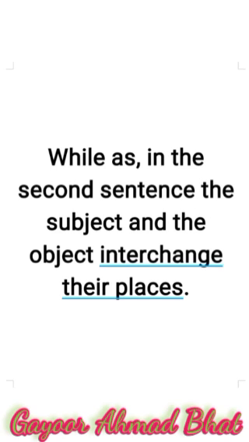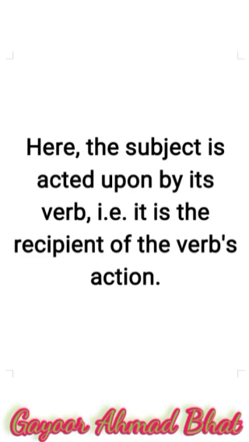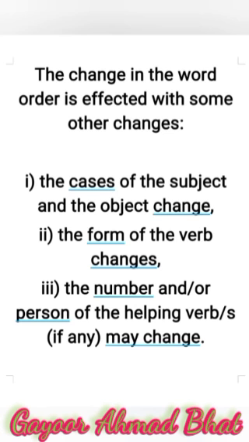Whereas in the second sentence, the subject and the object interchange their places. Here, the subject does not act but is acted upon by its verb. That is, it is the recipient of the verb's action. We see the change in word order is effected with some other changes as well. First, the cases of the subject and object change. In the first sentence, I is the subject in the nominative case, while in the second sentence, it becomes me, object, and is an objective case.